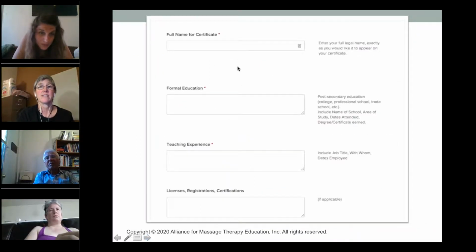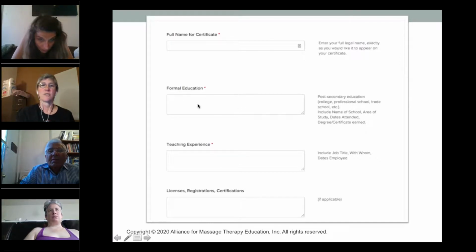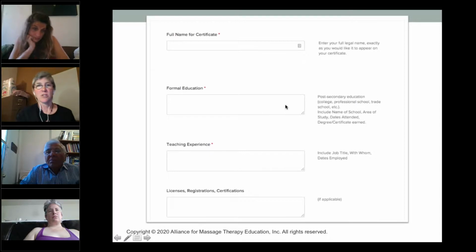This is what it looks like. It's this hard, people. It's so difficult. You put your name that you want to appear on the certificate. That makes you feel good, like, oh, I really am going to get a certificate. You enter any formal education you have. So you graduated from the Desert Institute of the Healing Arts with your massage certificate, and you got your bachelor's degree in molecular and cellular biology from the University of Arizona. This is the things I would type in. You should type in your own.